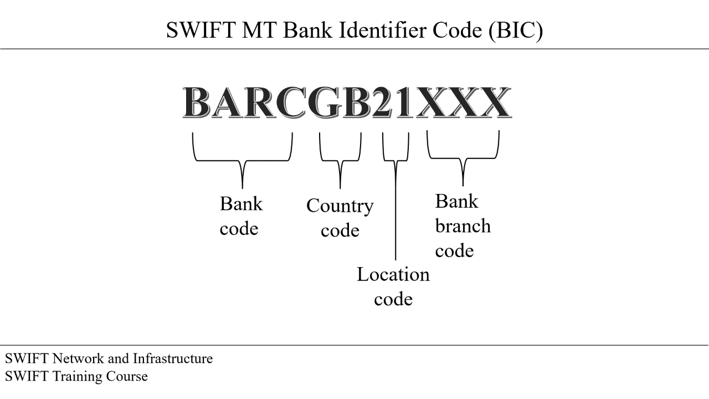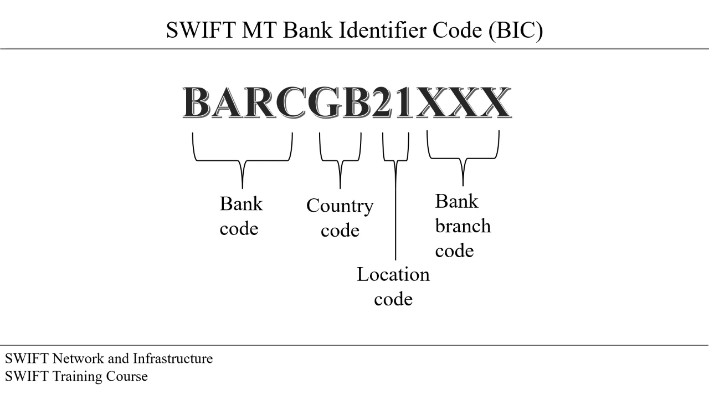For example, what we can see here on the screen is a bank identifier code, BIC, for Barclays Bank. You can see the first 4 characters are the bank code. Characters 5 and 6 are the country code. Characters 7 and 8 are the location code, and characters 9 to 11 or 9 to 12 are the bank branch code.